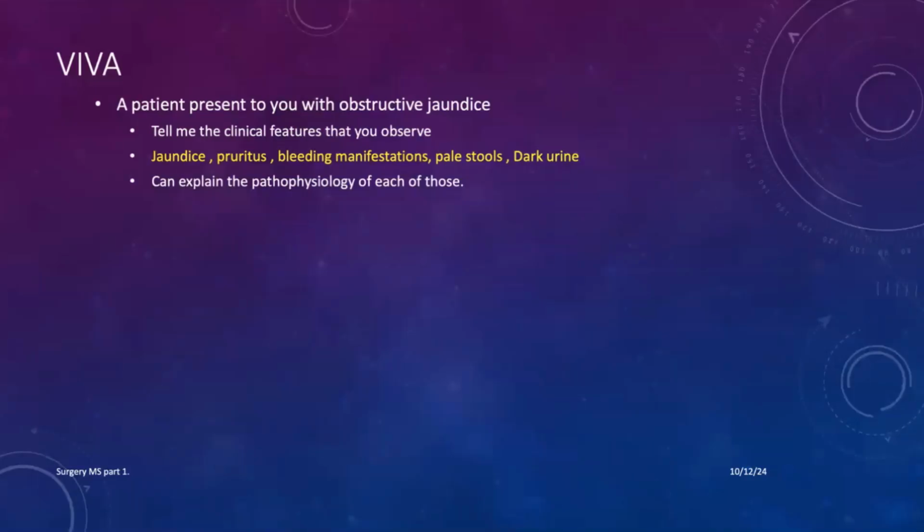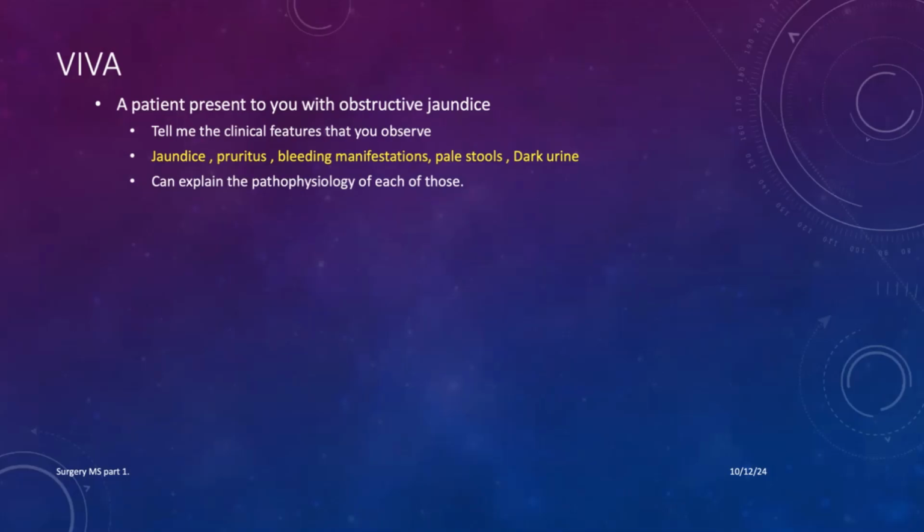Pruritus is the local inflammation due to the bilirubin extravasation. So irritation, actually, you can say it as an irritation. And this obstruction in the backflow, the pressure leads to the changes in the liver parenchyma, that leads to the bleeding manifestation due to the clotting factor abnormalities.